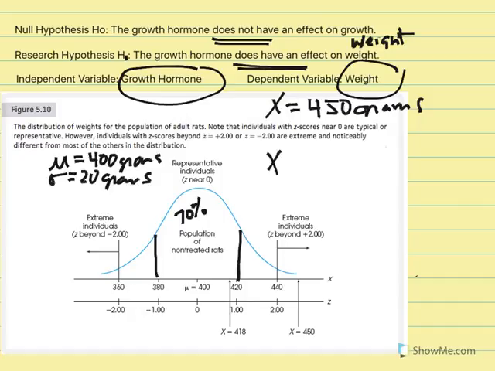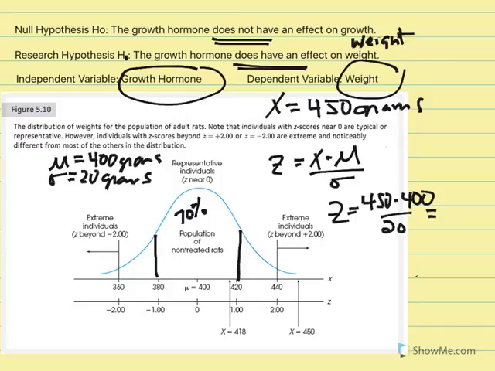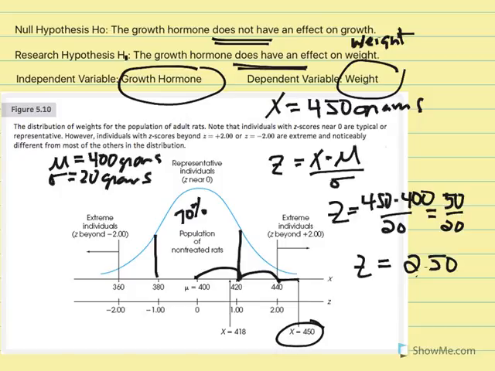We convert that score into a z-score. So z is equal to x minus mu over standard deviation. Z is equal to 450 minus 400 over 20. In our calculators, 450 minus 400 gives us 50. Divide by 20, and we get a z-score equal to 2.5. So a weight of 450 grams is 2.5 standard deviation units from the mean of this distribution. So 1, 2, and then a half. The score of 450 is 2.5 standard deviation units above.